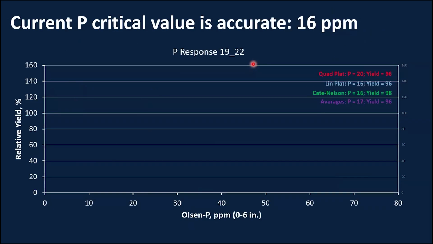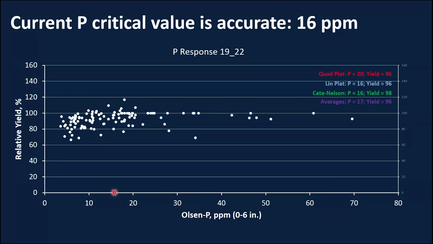So when we look at actual data, what does this look like for our relative yield versus our Olsen soil test phosphorus? Here we can see we kind of have a scatter. This is the 100% line, where without fertilization we would no longer see increases in yield. So we want to see how it starts down low, and then we start to get up and stay around 100% over here.